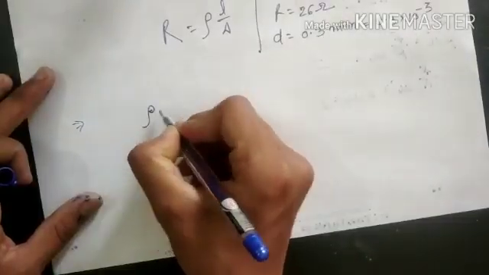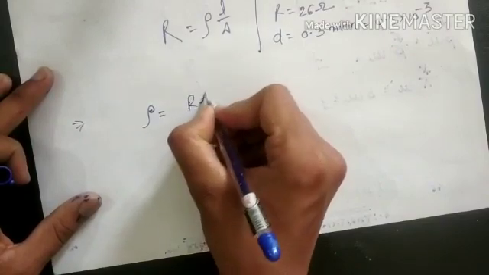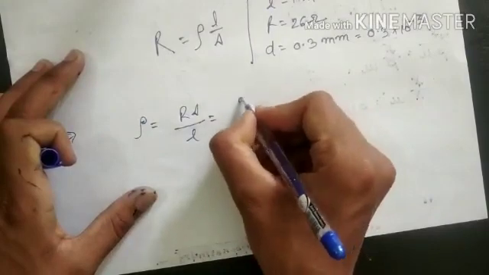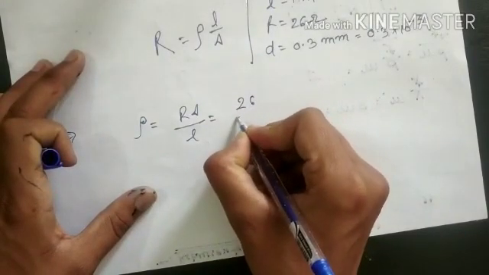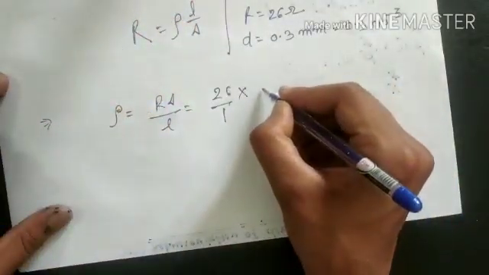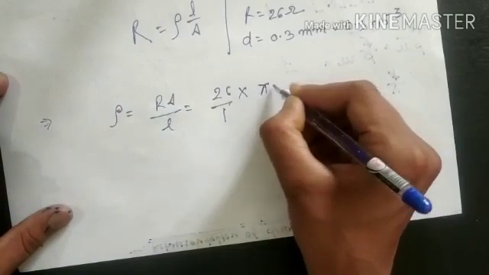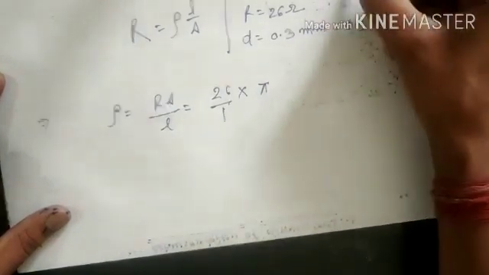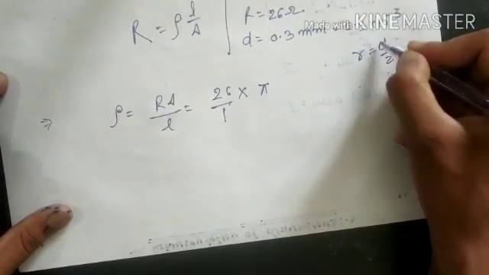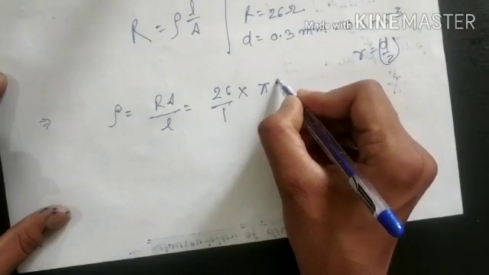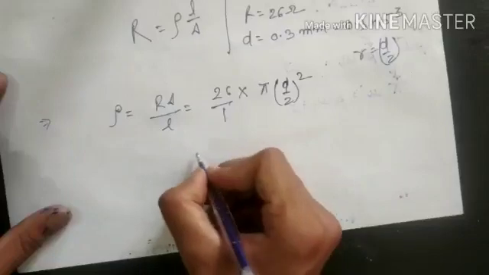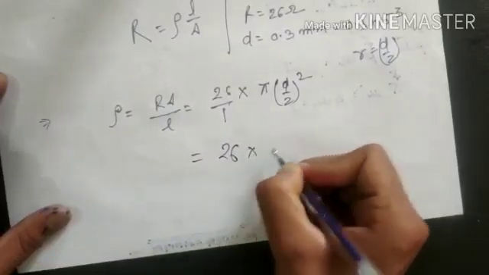If you separate the value of rho, you get rho is equal to RA over L. So let's put the value of R. R is 26, L is 1 meter. The cross-sectional area is always circular in nature, so you will put the value of pi r square, where r is always D by 2. So pi r square means pi into D by 2 whole square.